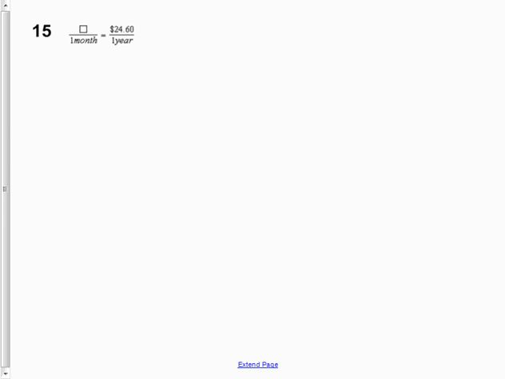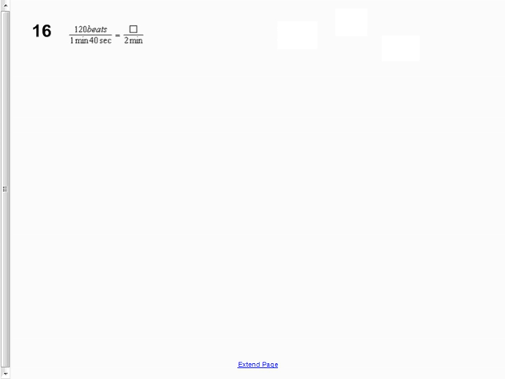Question 15. Blank for 1 month is equal to 2,460 per year. How many just divided 2460 by 12? Right, because if you think about this, I know that since this is 12 months, dividing it by 12 will get me my 1 month. Dividing this by 12 will get me my missing value. And when you divide 2460 by 12, you get $205. Is that right? 2460 divided by 12.